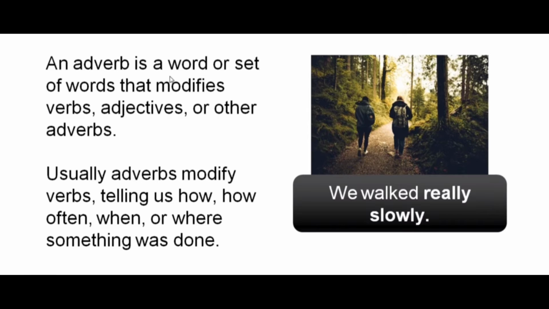Remember that an adverb is a word or set of words that modifies verbs, adjectives, or other adverbs. Now usually adverbs modify verbs, telling us how often, when, or where something was done. Have a look at the example over here. We walked really slowly. Note that there are two adverbs in the sentence. Now the adverb really modifies the other adverb, which is slowly. And the adverb slowly modifies the verb walked and tells us how we walked.